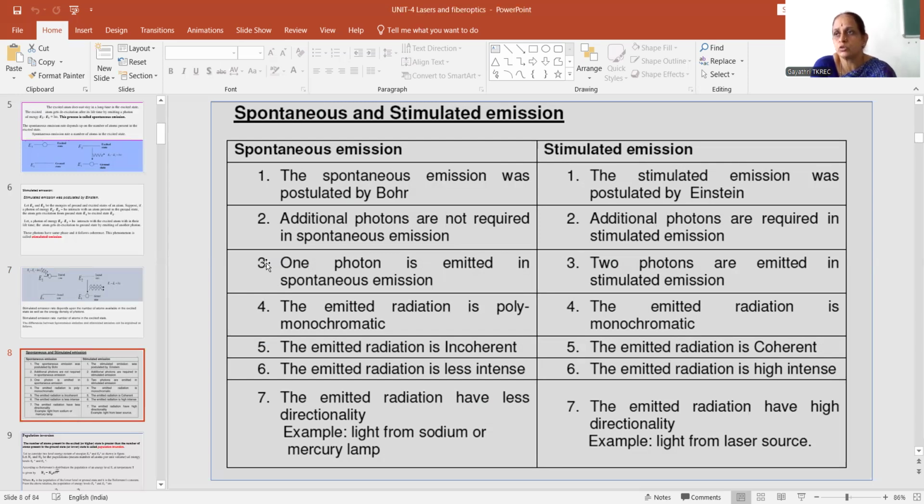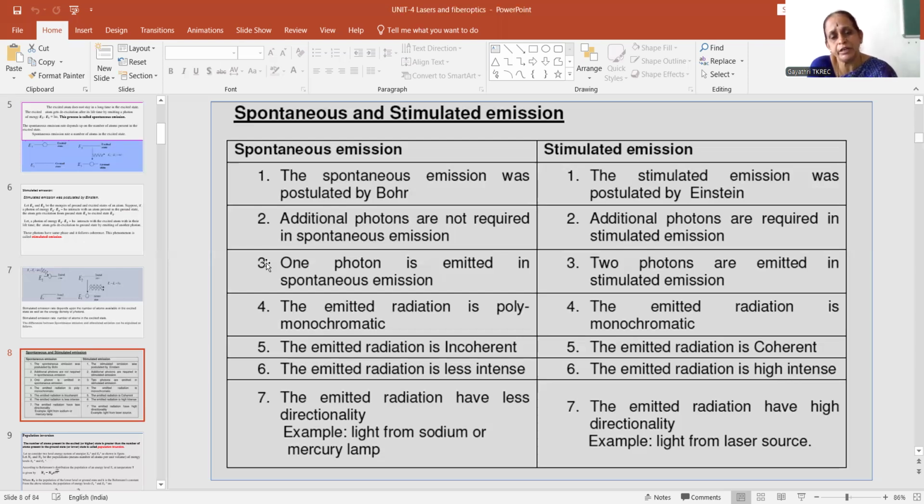So here no additional photons are required to trigger spontaneous emission, whereas additional photons are required to have stimulated emission. So we trigger the atom which is present in the excited state by means of an additional photon to have two photons at the output. That is why we need an additional photon to have stimulated emission. So one photon is emitted in spontaneous emission, whereas in the case of stimulated emission, two photons are liberated.